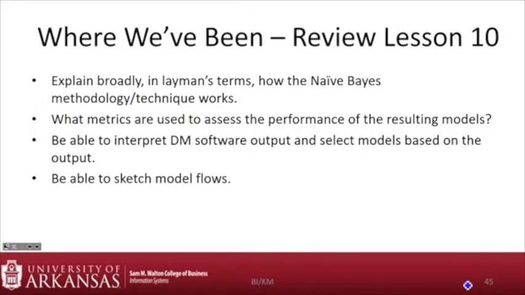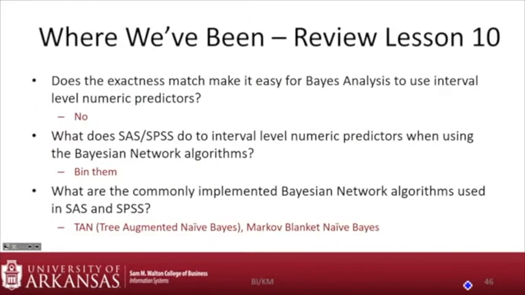The naive Bayes, what's the big thing about naive Bayes? It's different than everybody else. Input also has to be categorical. Everything's got to be categorical. So basically, if we have interval level predictors, then we have to bin them to make them categorical so we can use them.